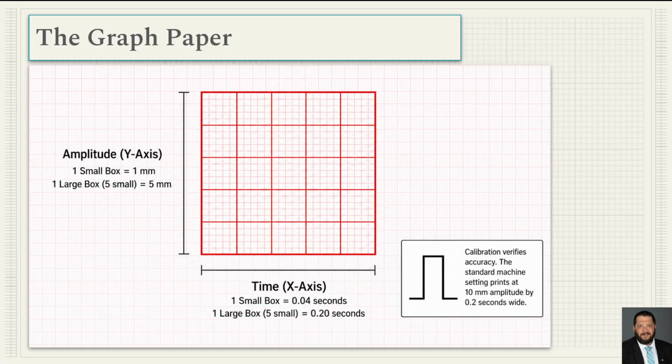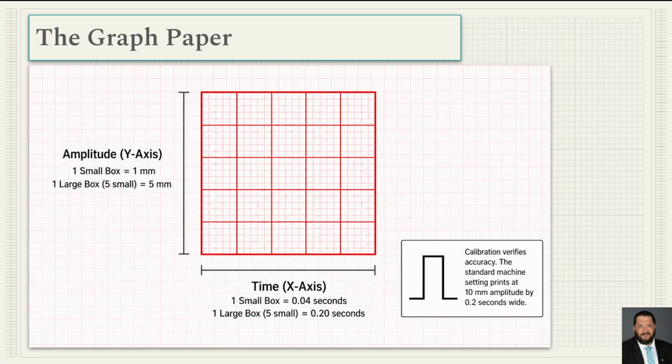And that's because an ECG is actually printing out on graph paper that is calibrated to a standard amplitude, which is what we call the y-axis, or the north to south pole, and the time axis, which is the x-axis. And it prints on a calibration. Every time you turn your monitor on and you run a test, you'll see a calibration box that prints out. And it's designed to calibrate to a 10 millimeter amplitude and 0.2 second wide box.